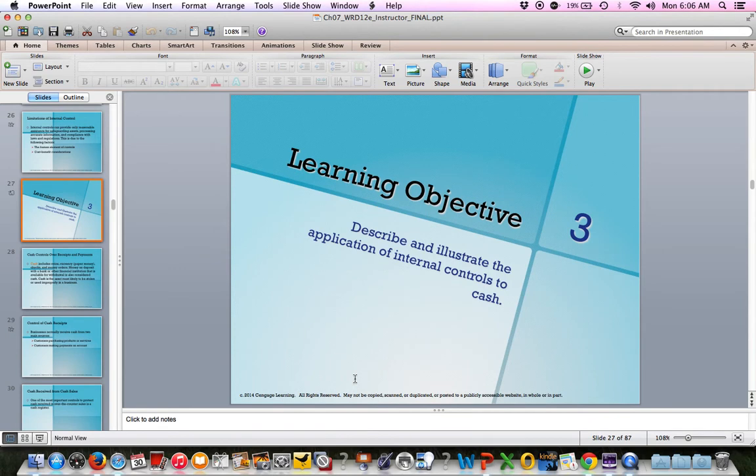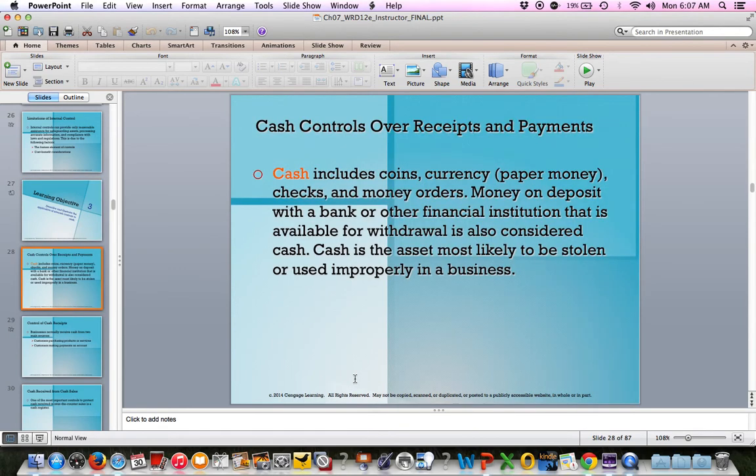Okay, let's apply controls to cash. And of course, cash includes more than just what we consider to be cash of obviously coins and currency, checks and money orders. When we talk about a business, we're also talking about cash in the bank, and basically just any financial instrument that's very easily turned into cash that's in a bank.